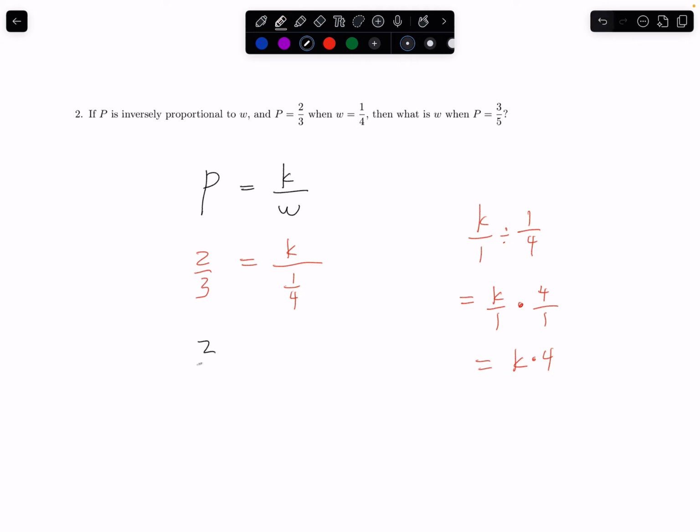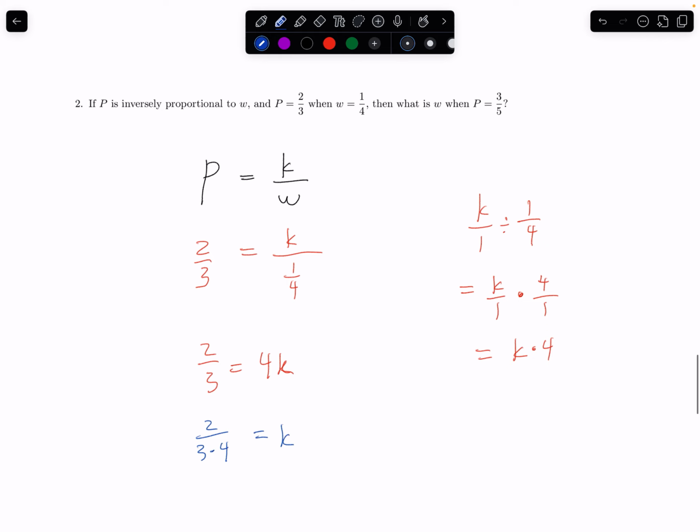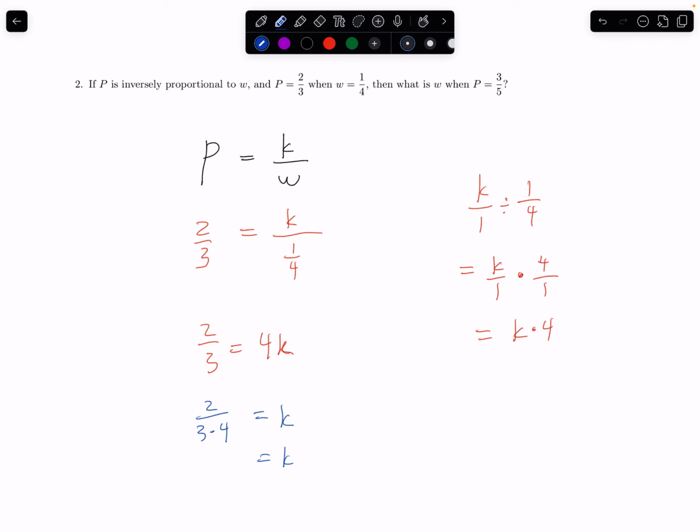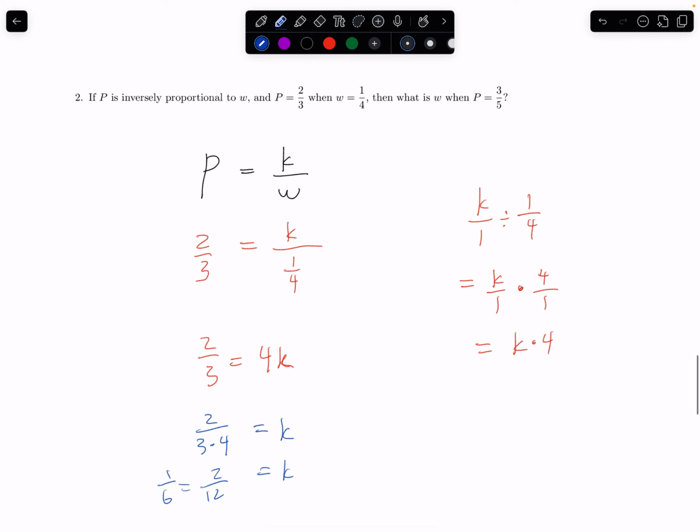Okay, so what does that mean? What do we end up with? We're going to end up with 2/3 is equal to just 4k. Easy, right? So now how do I solve for k? Divide by 4 on both sides. And what do you do when you divide a fraction by 4 or by any number? You just multiply it on the bottom, right? So it's 2 over 3 times 4 is equal to k. And that means k is equal to 2 over 12. And that can reduce to 1 over 6. Okay, so now I know k is 1 over 6, right?